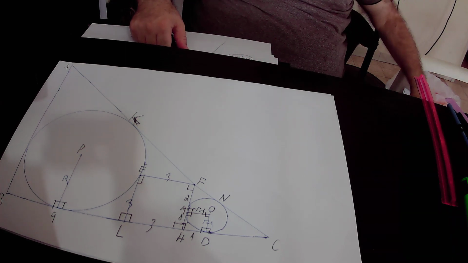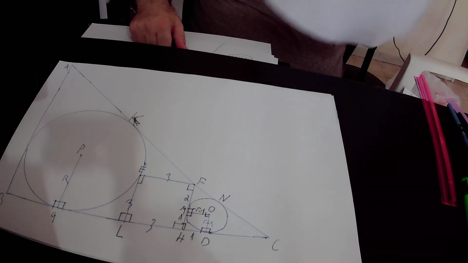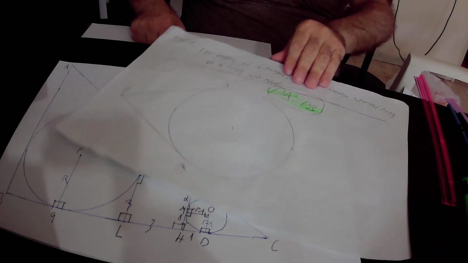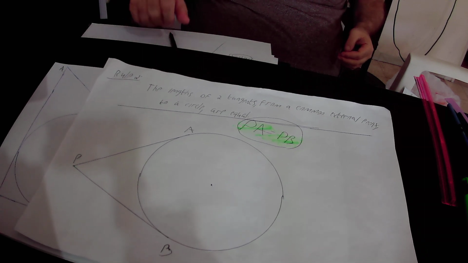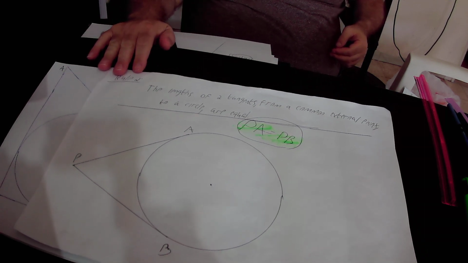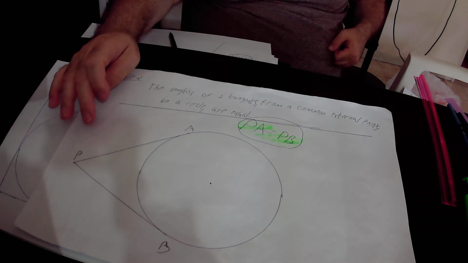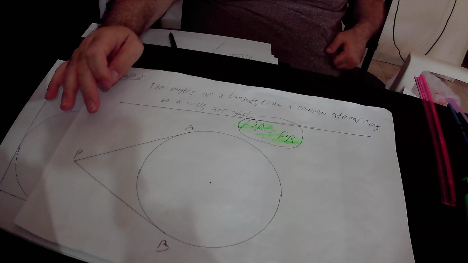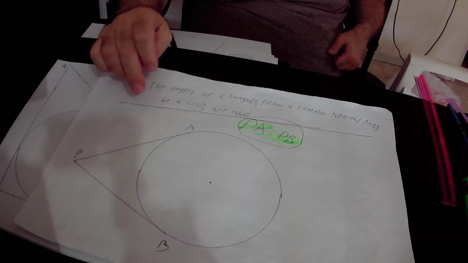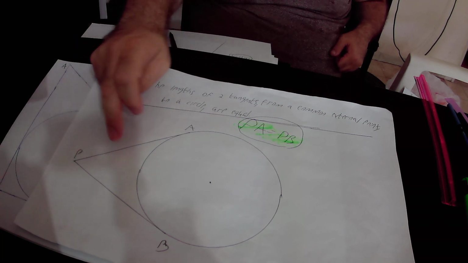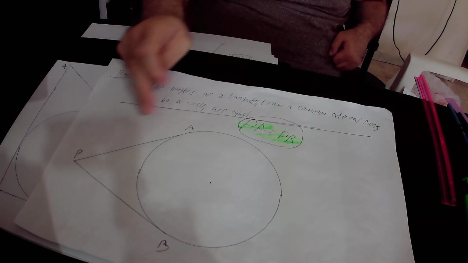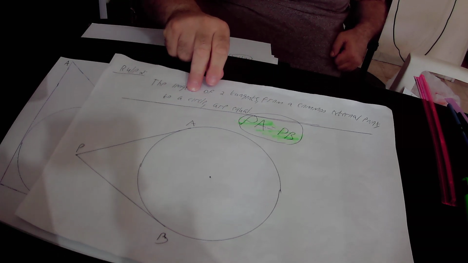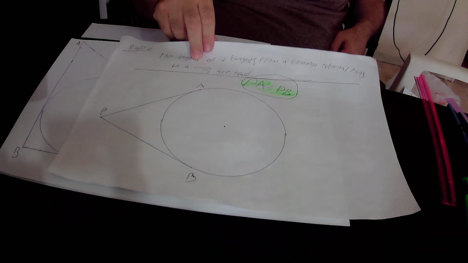According to rule number 2, the lengths of two tangents from a common external point to a circle are equal. Here we have the common external point, point P. From point P, we have two tangents to this circle, tangent PA and tangent PB, and according to rule number 2, they are equal to each other. That is to say, PA is equal to PB. You can implement rule number 2 in our drawing.